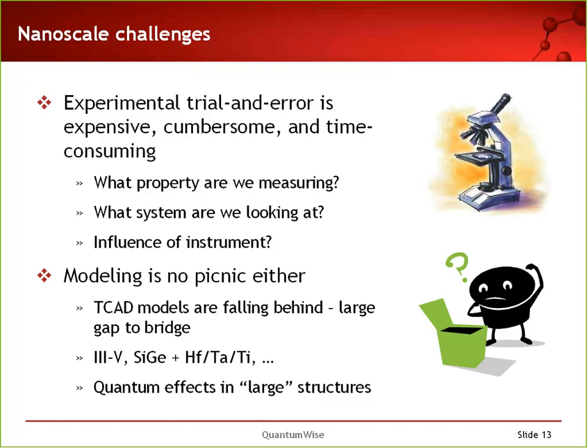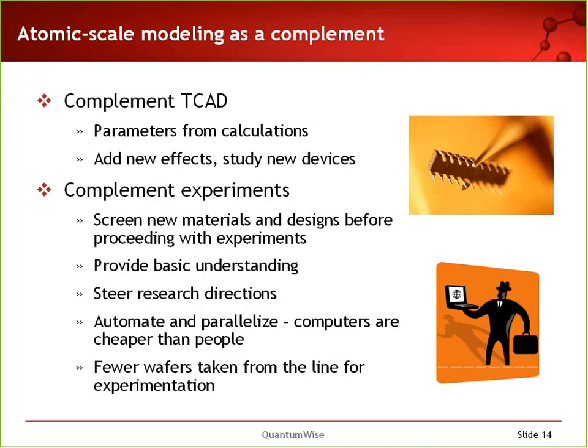Well, of course, modeling is not that easy either, especially at this advanced level where we want to take all the quantum effects into account. But what we're definitely seeing is that the TCAD models are falling behind, and there's a large gap to bridge in terms of which materials can be considered and what physical effects are included in the models. The potential win, of course, if we can complement TCAD with some sort of atomic scale modeling, is that we're not going to throw away TCAD completely. There's a long chain of models that derive from TCAD, but one possibility is that we can start introducing new parameters and these new effects into the TCAD models from the atomic scale calculations.